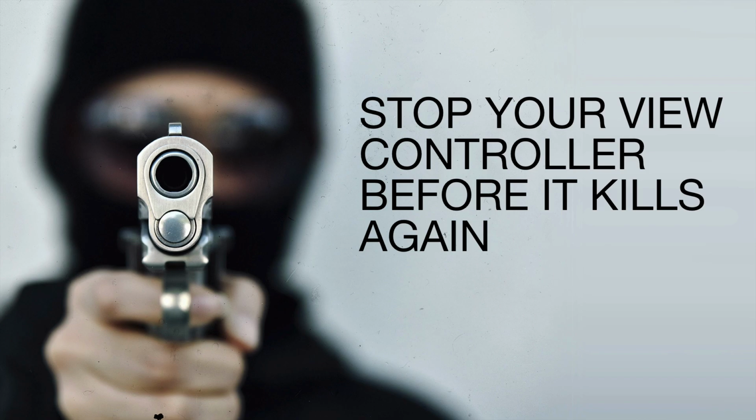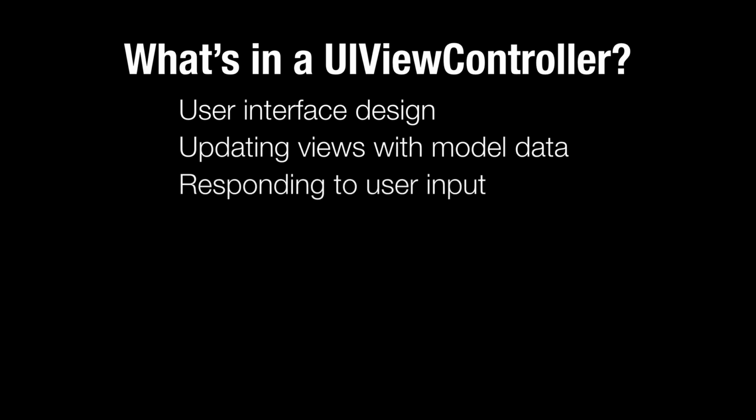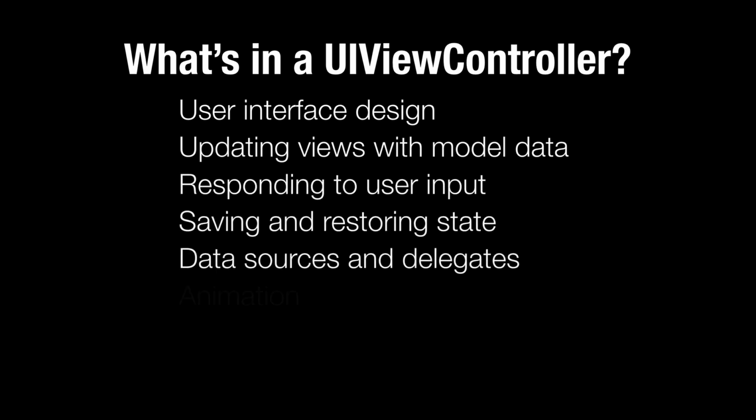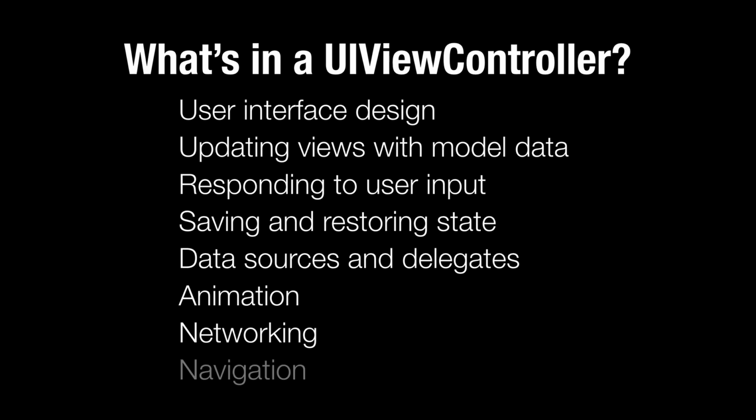But of course, that's easier said than done. When it comes to deciding what should be in a view controller, we'll find things like UI design, updating views with model data, responding to user input, saving and restoring state, data sources and delegates, animation, networking, navigation, and more. Now, some of these things we can get rid of fairly quickly. Your UI design should go into a UIView subclass. The same goes for your animation. As for data sources and delegates, they can easily be separate classes.